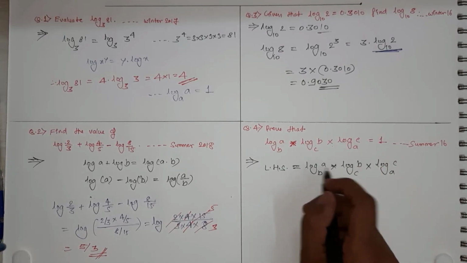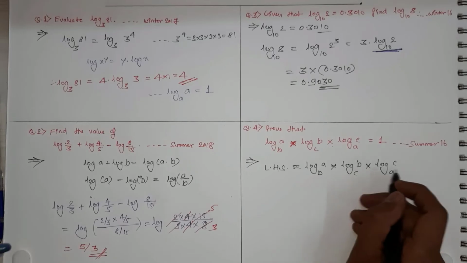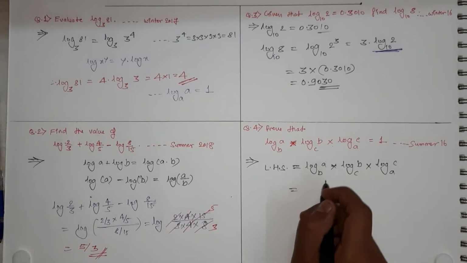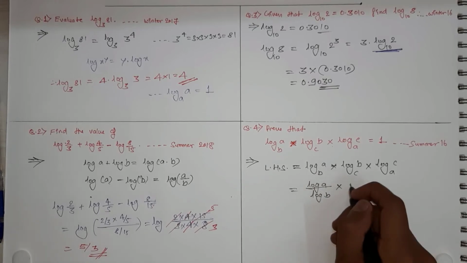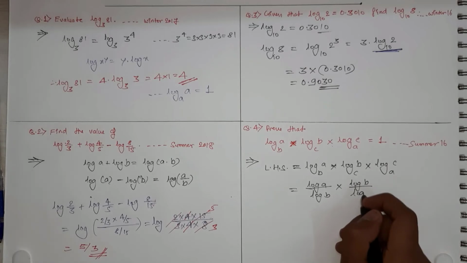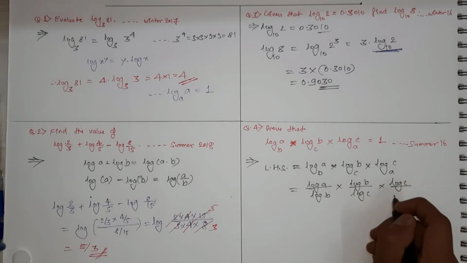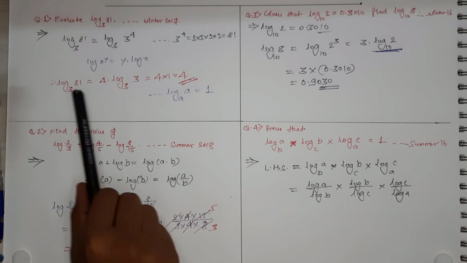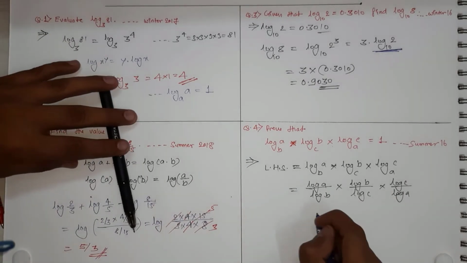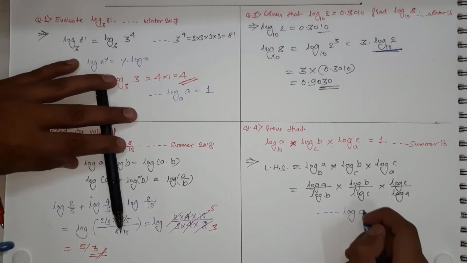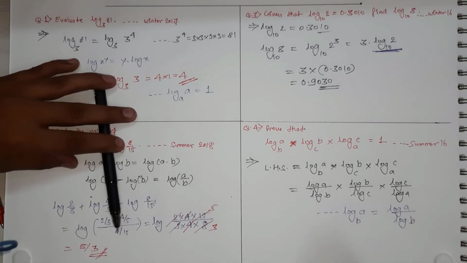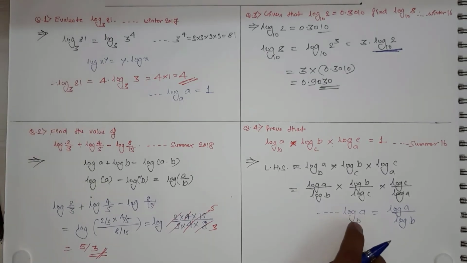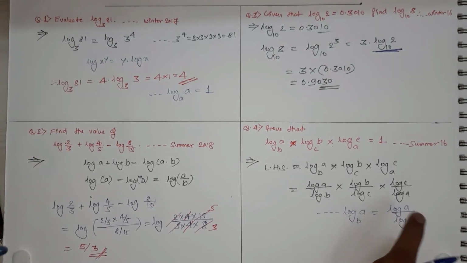Now we can use a simple formula: log of a upon log of b into log of b upon log of c into log of c upon log of a. We have used over here a simple concept. Which concept have we used over here? Log of a to the base b equals log of a upon log of b. This particular concept we have used. Whatever we have in the base, we can bring to the denominator by using this particular formula.